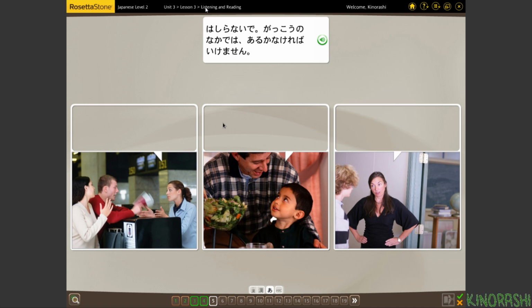De and ni are used to indicate the location where some action takes place. When Japan has only wa, Japan is just a subject. Okay, let's see. Nihon wa chisai kuni desu. Japan is a small country.